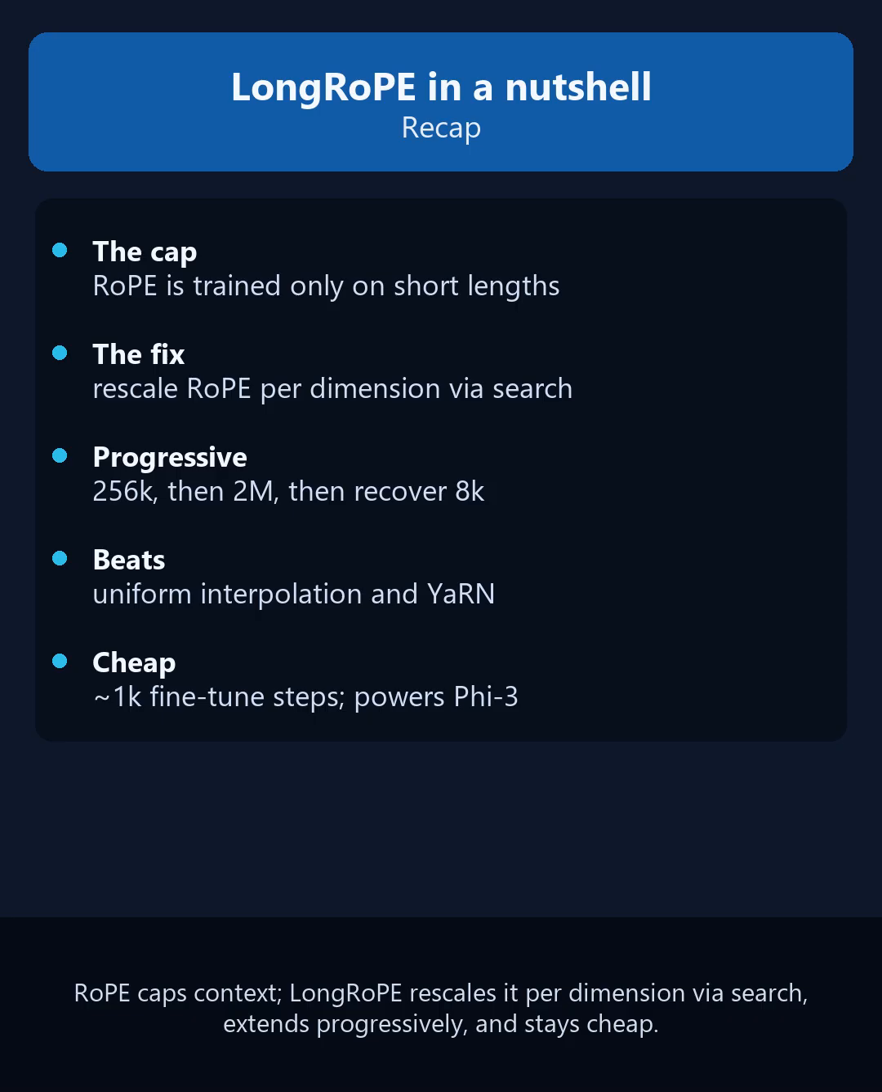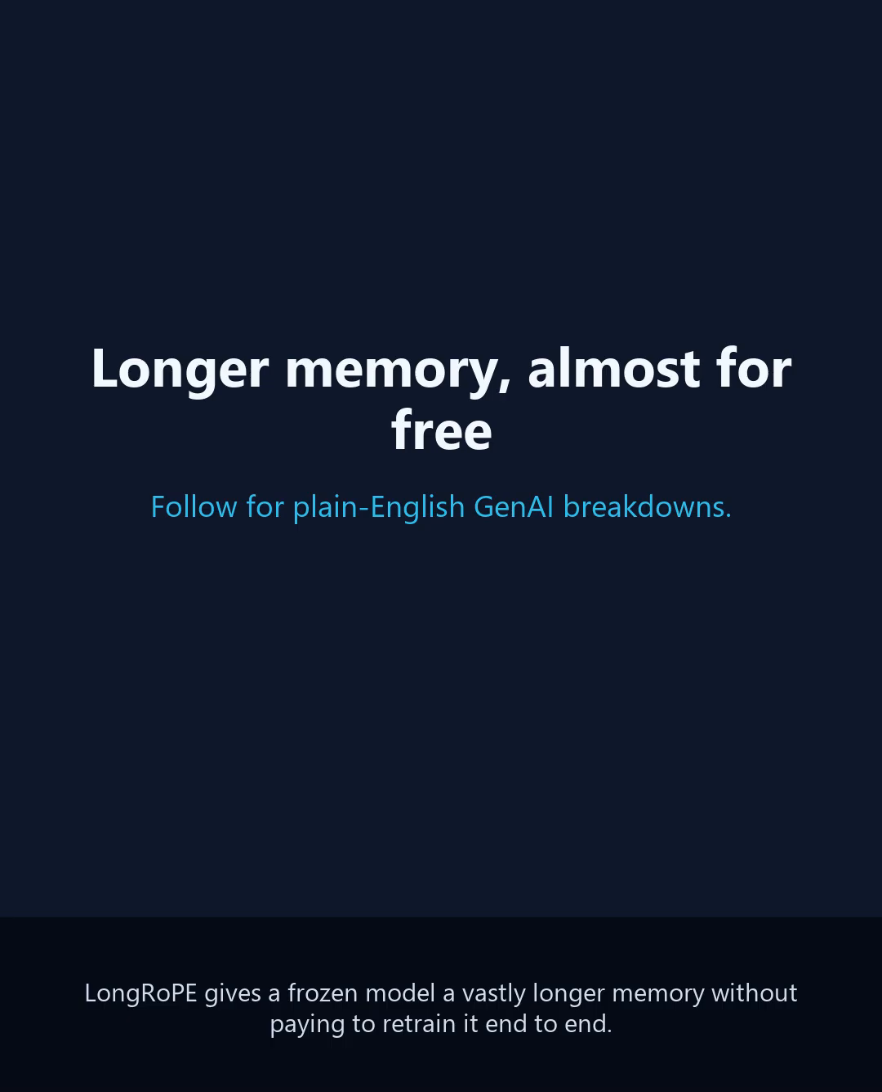Let's recap. Context windows are capped because RoPE is only trained on short lengths. LongRoPE stretches them by rescaling RoPE per dimension, found with an evolutionary search, then extending progressively, first to 256,000, then to 2 million, and recovering short context skill. It beats uniform interpolation and YaRN, costs only about 1,000 fine-tuning steps, and powers models like Phi-3. That is LongRoPE, a smart, search-driven way to give a frozen model a vastly longer memory without paying to retrain it.